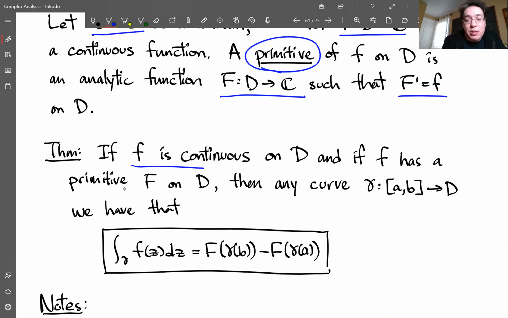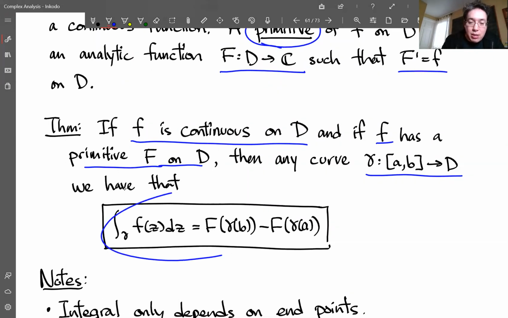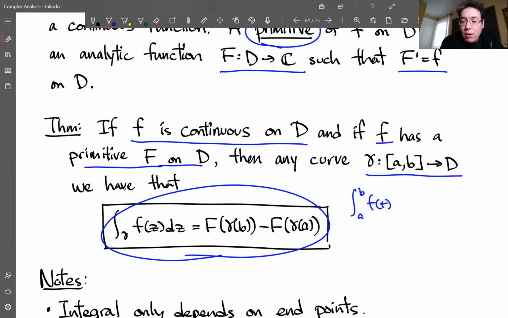Okay, so here's the theorem. If you have a continuous function f on some domain D, and if little f has a primitive capital F on D, then along any curve that's sitting inside of the domain D, we can compute the path integral by looking at the difference of the primitive evaluated at the beginning and the end of the path. Now, this very much has the flavor of the fundamental theorem of calculus, where we evaluate the Riemann integral, and the area under the curve is exactly the difference of the antiderivative evaluated at the endpoints of the integration.